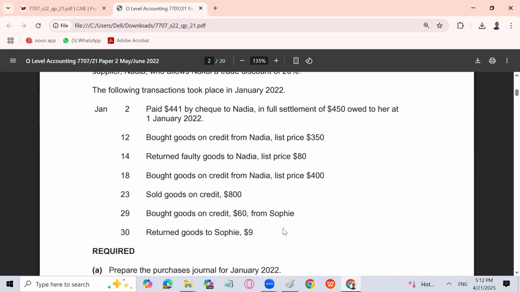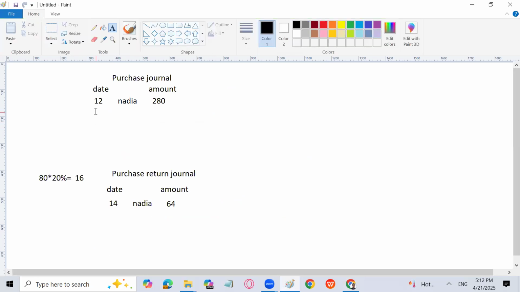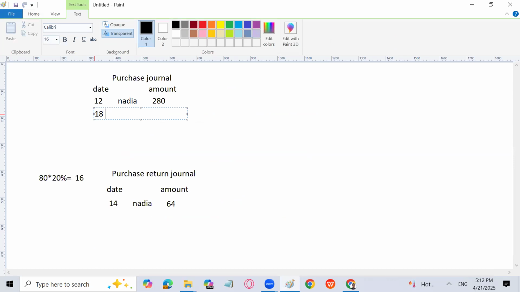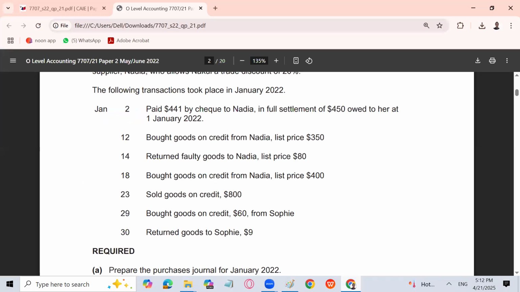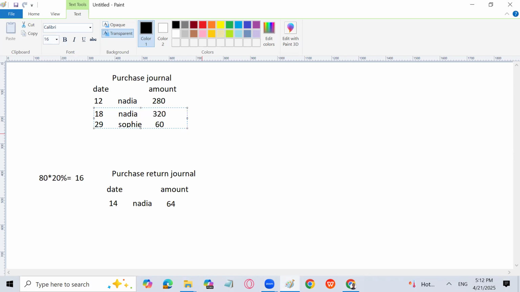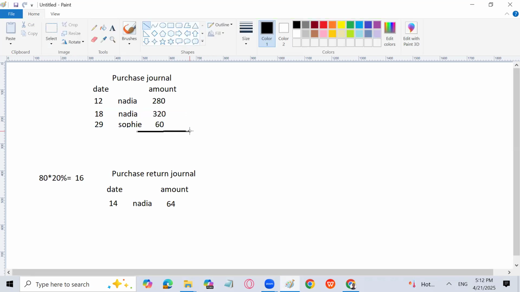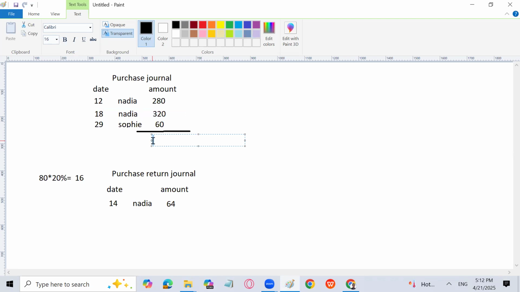Bought goods on credit 60 from Sophie. So I will write on 29, the name will be Sophie. And on 18, sorry, Nadia, and the amount is 320. Then 29, Sophie, and the amount is 60. This 60 I can write directly because it is not on list price. It is the amount without trade discount. So I will go for the total. That will be the total of the purchase journal. This will be 660.